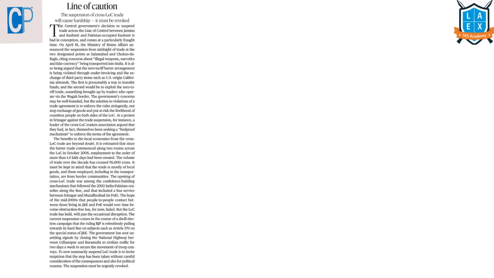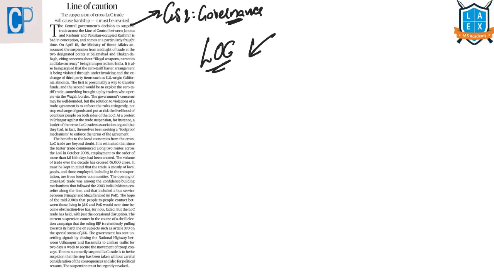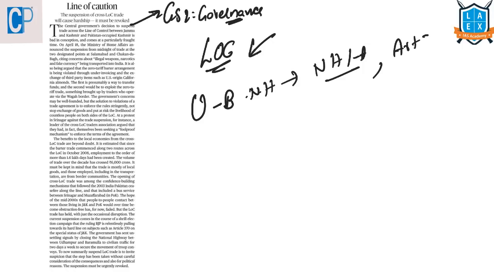The next article is Line of Caution. This article comes under GS paper 2 under the topic of governance. According to this article, suspension of cross line of control trade will cause hardships and this must be revoked. So now from the prelims point of view, from this article, let us see this Udhampur to Baramulla National Highway, which is National Highway 1A, and let us see about Article 370 that is mentioned in this article.